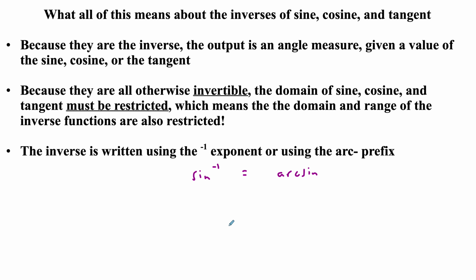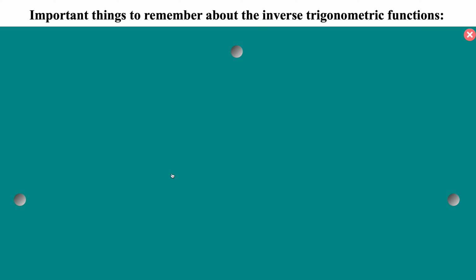These are the same thing, by the way. So if they write sine inverse of x, that's the same as arc sine of x, just another way of writing it. And Desmos will actually take arc sine, which is handy because it's easier to type arc sine than it is, for instance, sine inverse.